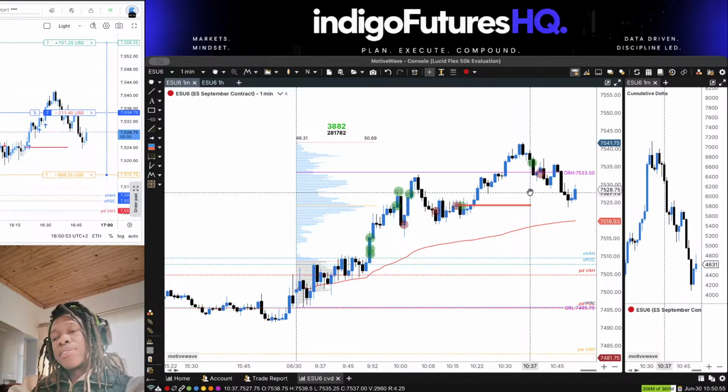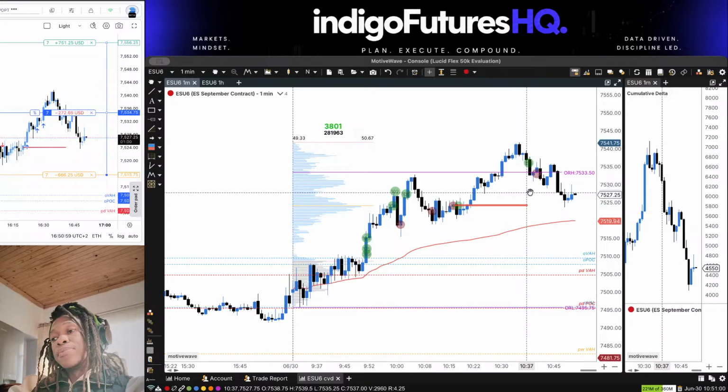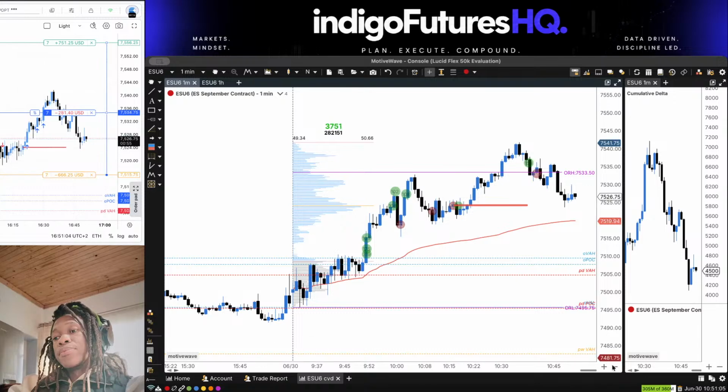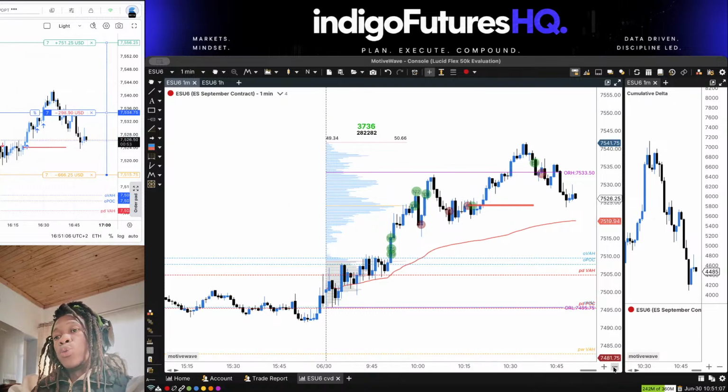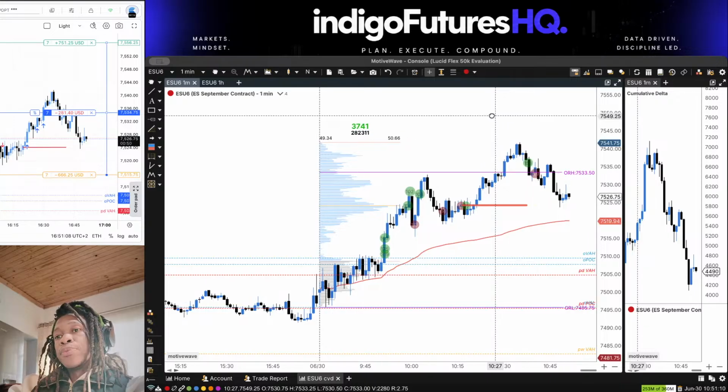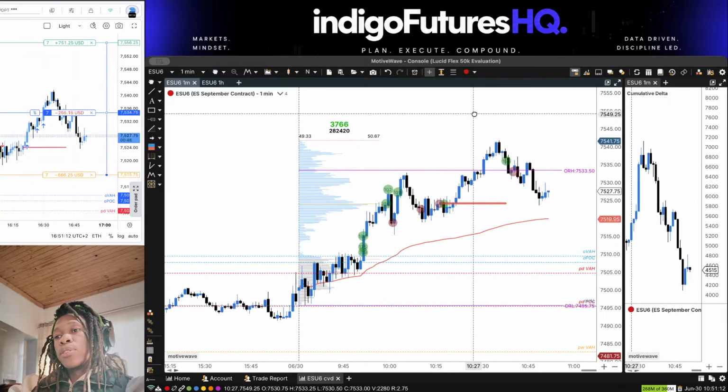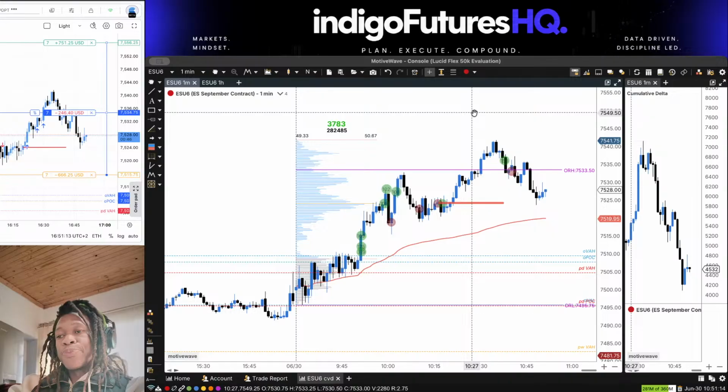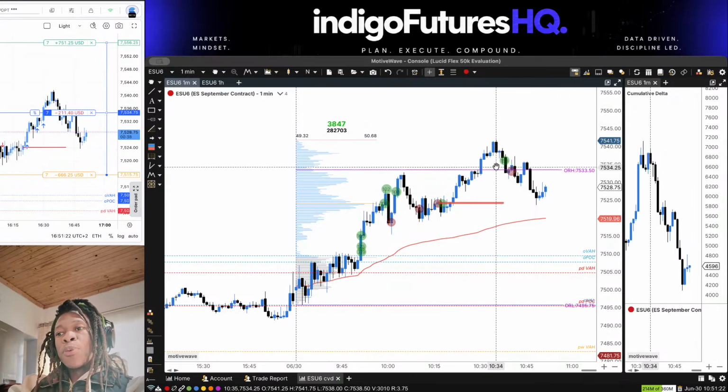So, let's see. Let's see what happens on the reload. Do the sellers take this back or do the buyers hold this little battle? And then again, if the buyers do hold it, what we want to see is how we interact here at 533.50. Can we hold above 533.50?